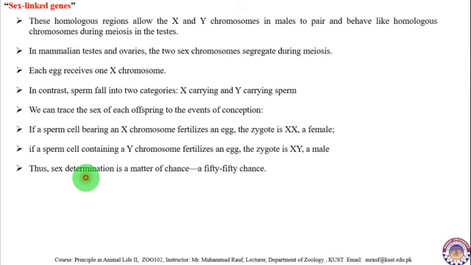You can also say, from that sentence, you can conclude that in the human male the X and Y chromosome carrying gametes are produced in equal number, and only then this 50-50 chance becomes possible.